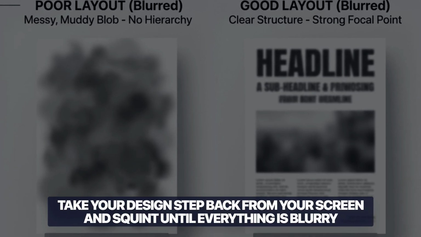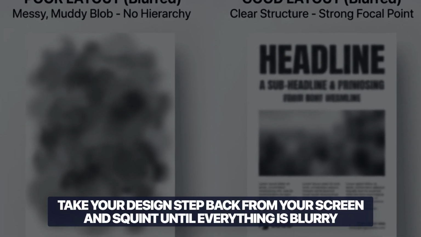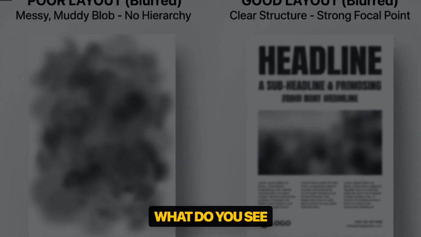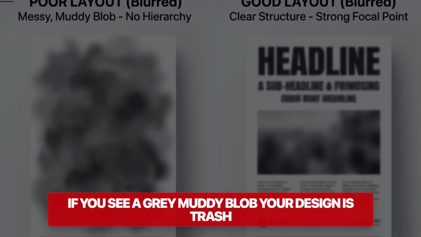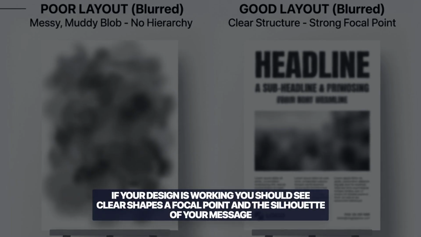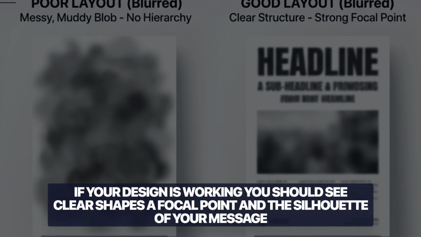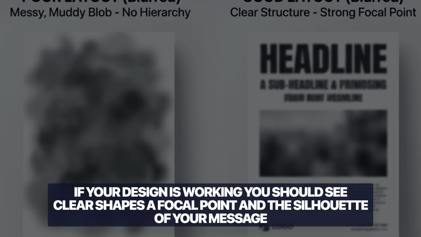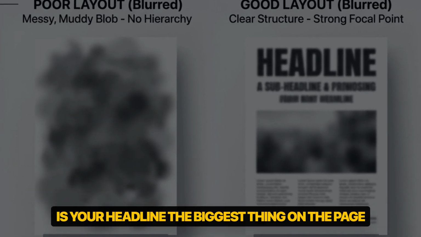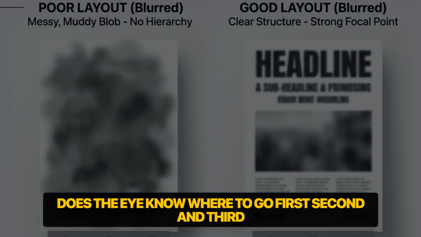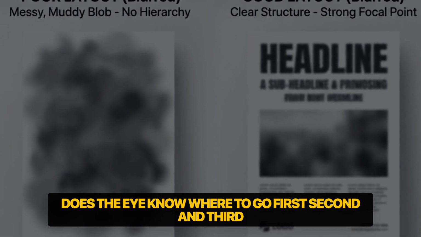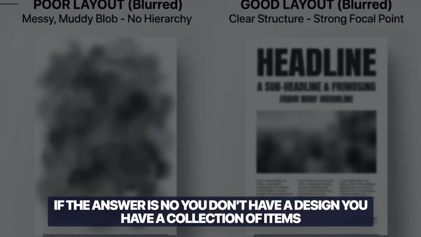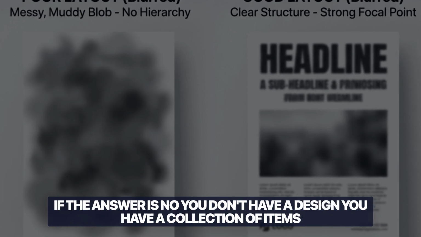This is a trick professional art directors use. Take your design, step back from your screen, and squint until everything is blurry. What do you see? If you see a gray, muddy blob, your design is trash. If your design is working, you should see clear shapes, a focal point, and the silhouette of your message. Is your headline the biggest thing on the page? Does the eye know where to go first, second, and third? If the answer is no, you don't have a design, you have a collection of items.